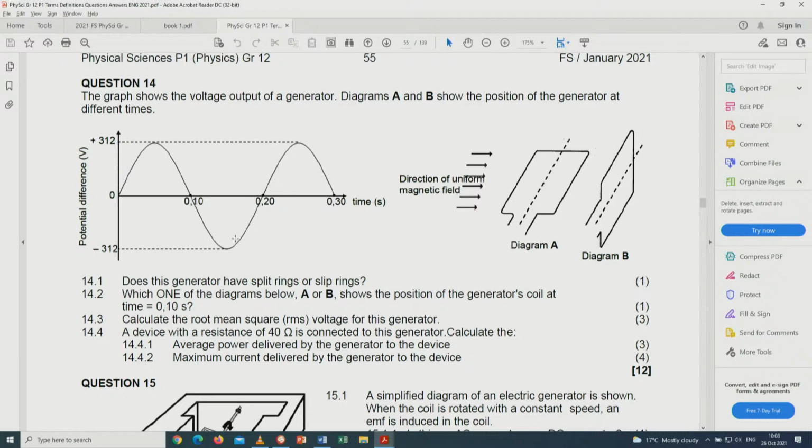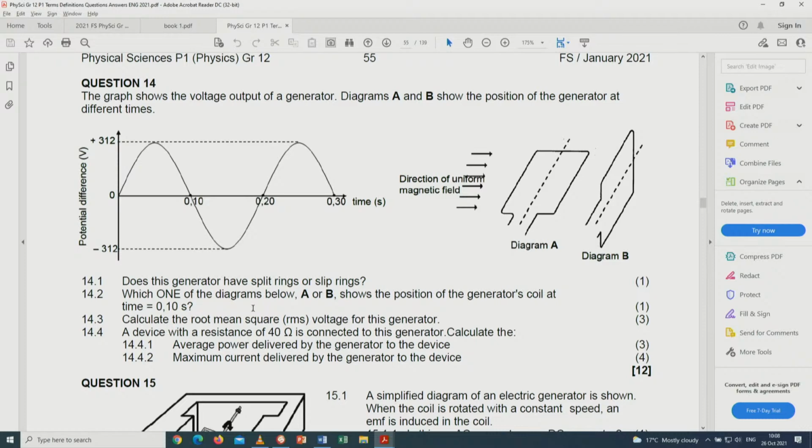And let's now go to the questions. The first question is saying, does this generator have split rings or slip rings? It's a sine type of graph. It's alternating in direction, therefore it is having what? Slip rings. It's having slip rings. Then 14.2.